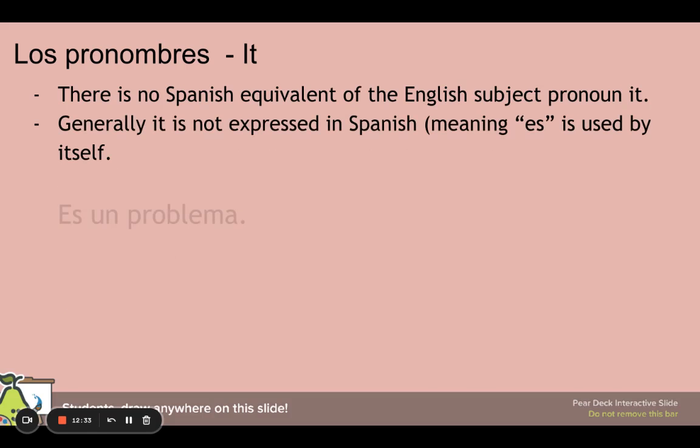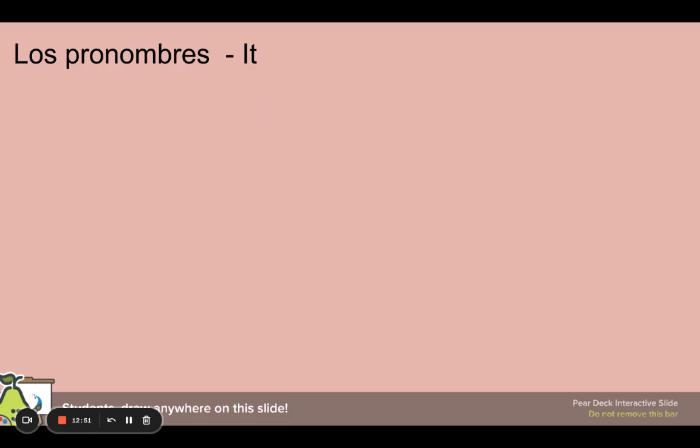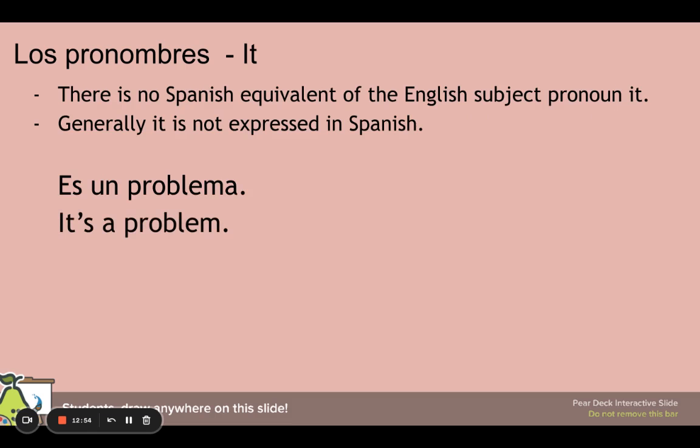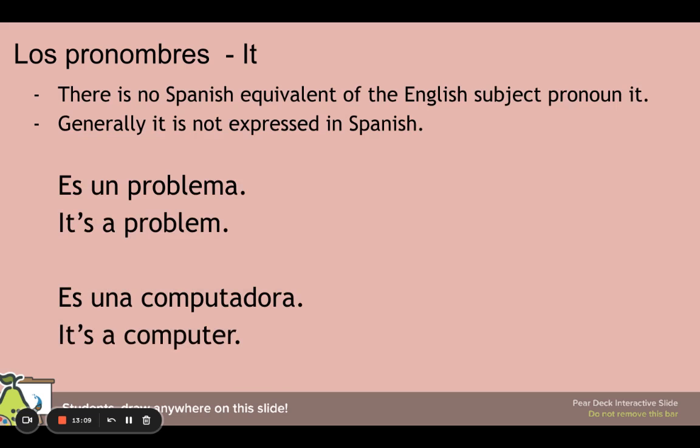Okay. So if I want to say es un problema, remembering that problem is problema, how would we say this in English? We would say it's a problem. Okay. Es una computadora. How would you say that in English? It's a computer.